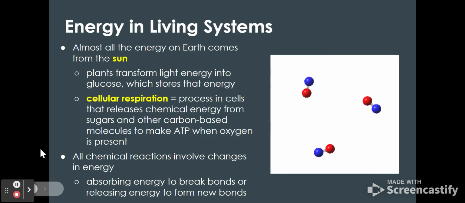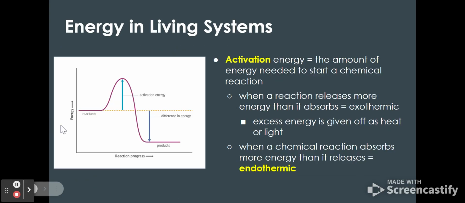Now, all chemical reactions involve changes in energy, absorbing energy to break bonds or releasing energy to form new bonds. Activation energy is the amount of energy needed to start a chemical reaction. When a reaction releases more energy than it absorbs, we get exothermic reactions. Okay, so more energy exits the system, so it's exothermic, when this excess energy is given off as heat or light. When a chemical reaction absorbs more energy than it releases, we call it endothermic, right? It absorbs, or inside, endo, okay?